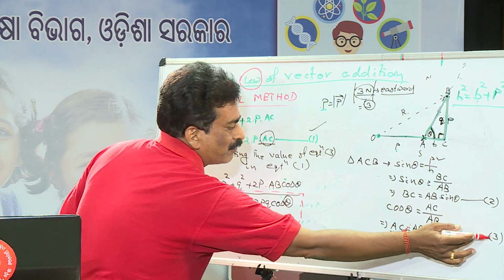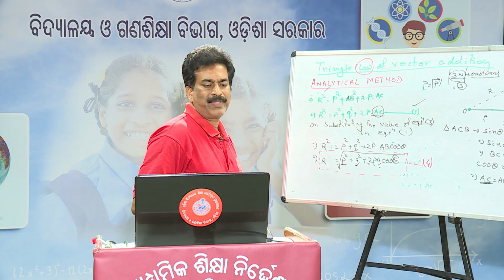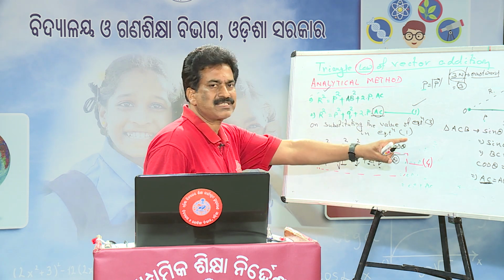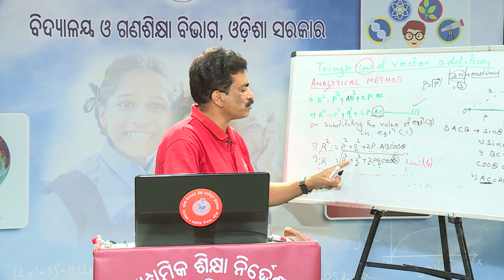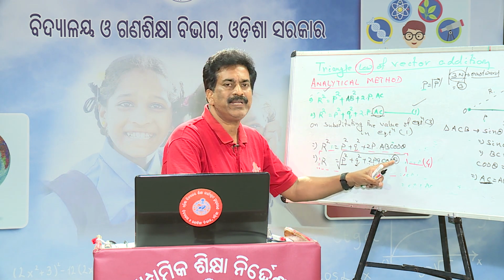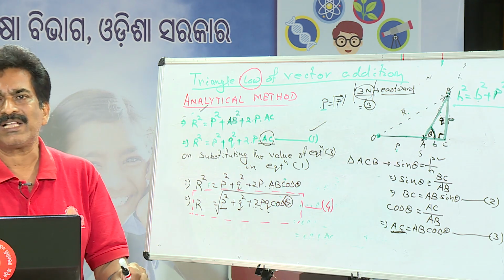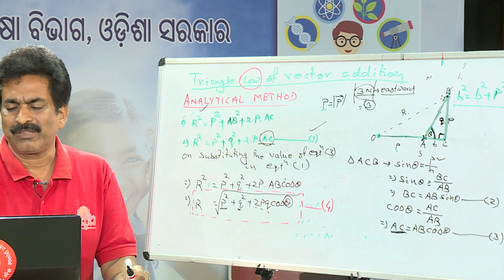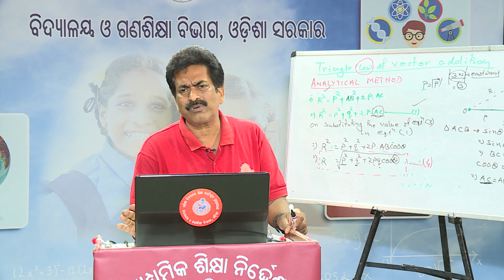We completed it there for equation 3. This is equation 4. So, what is the magnitude of the resultant according to the triangle law of vector addition? It is the square root of P square plus Q square plus 2PQ cos theta. So the magnitude of the resultant, as you are looking in the diagram, R is equal to the square root of P square plus Q square plus 2PQ cos theta.